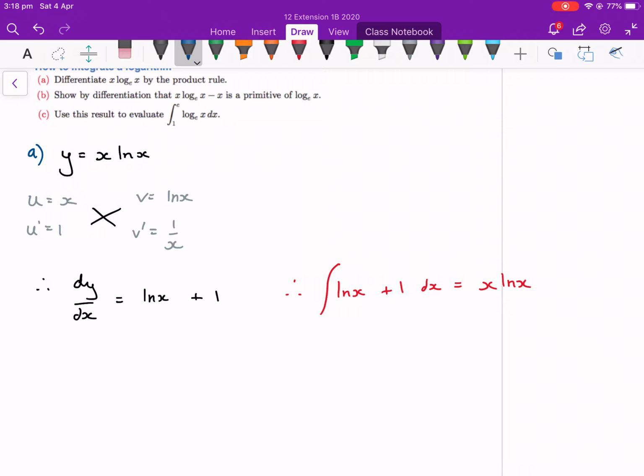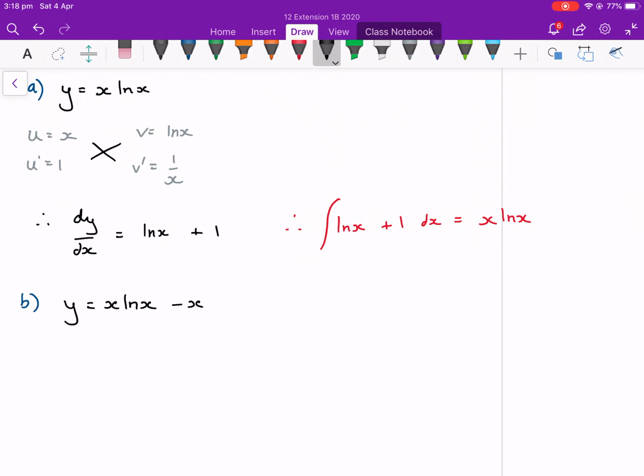So what that means is if we differentiate, so if we've got y equals x ln x minus x, then dy on dx is equal to, well, x ln x we just differentiated before, that's ln x plus 1, and then the differential of minus x is minus 1, and we can see that if we simplify that, we end up with ln x.